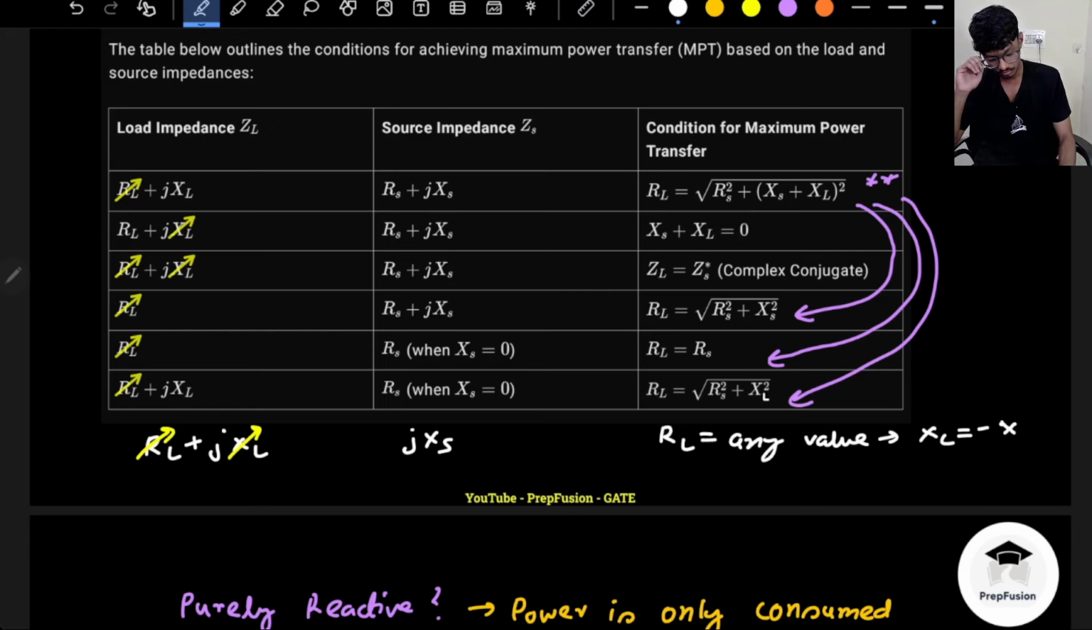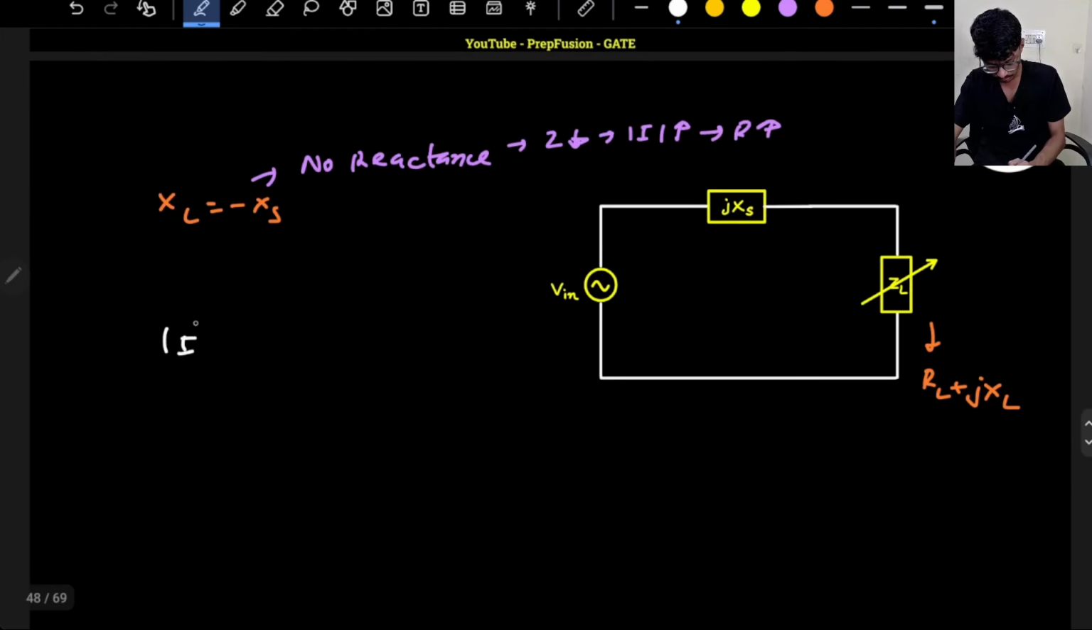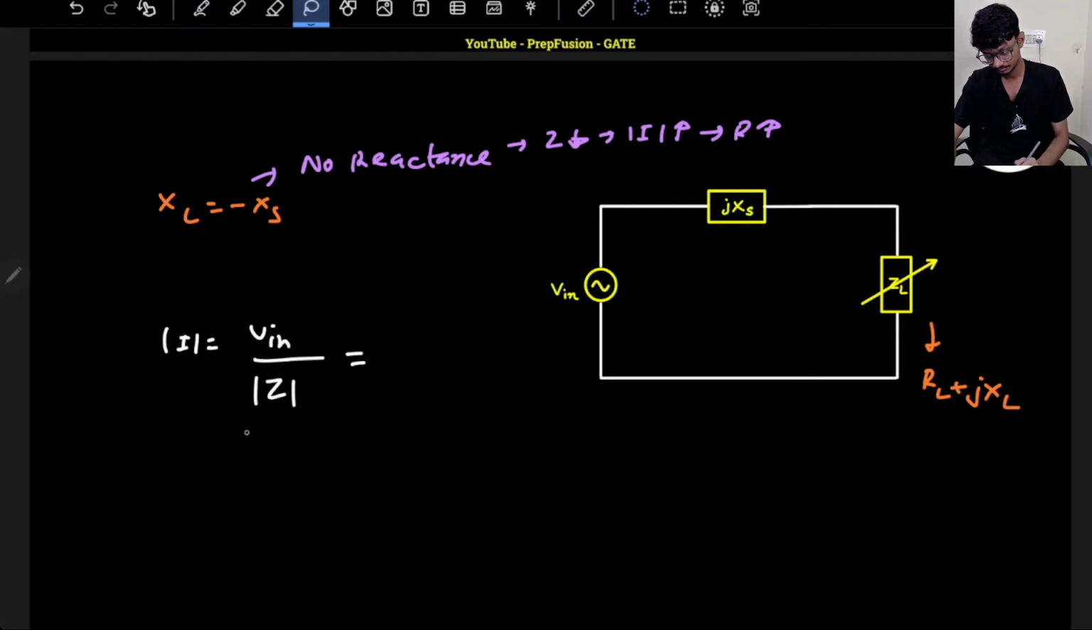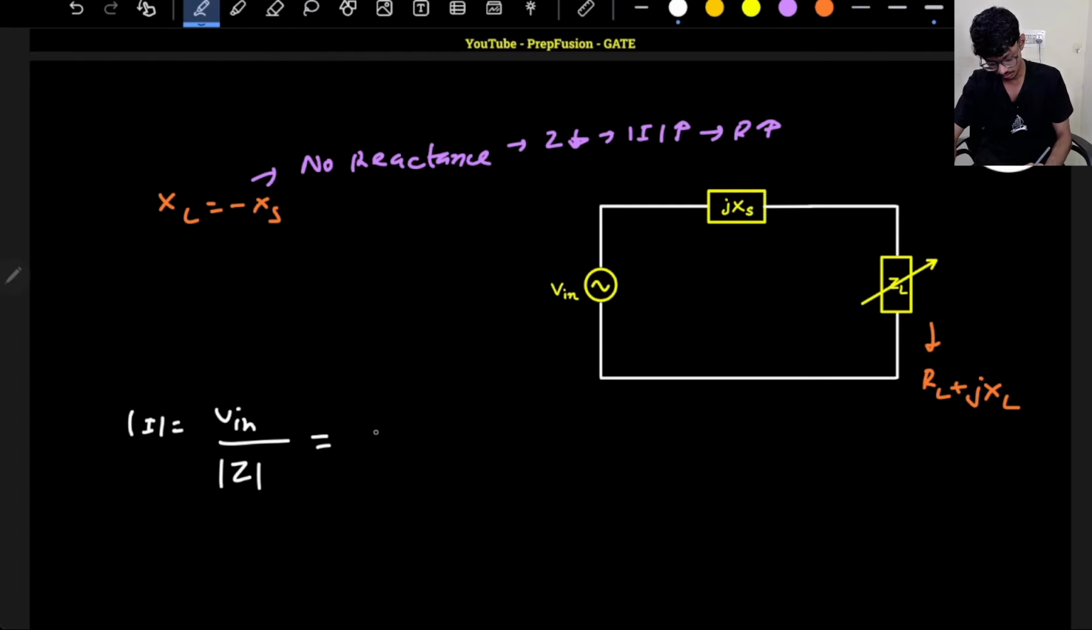Basically, what is your current? Your current equals V in upon the magnitude of Z. So it is V in upon magnitude of Z. If I assume my XL equal to minus XS, then it will be V in upon RL, not whole square, V in upon R.